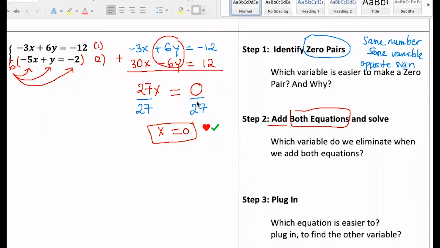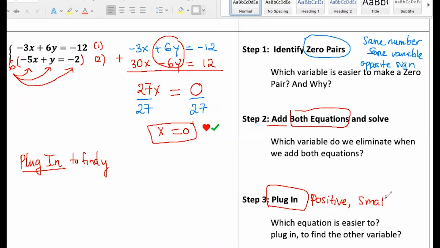So we're going to go ahead and move on to the last step. The last step is asking us to plug it in to find the other variable. But which one is easier for us to plug in? When you plug it in to find y, let's take a quick look. I have 6y and 1y. They're both positive, so that's cool. Then let's look for a smaller number so we don't have to do too much. So the smaller one right here is going to be 1y. So let's go ahead and take care of that.